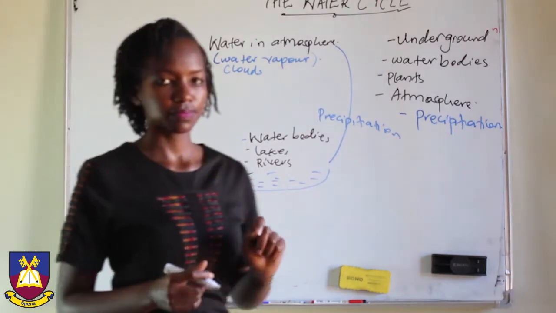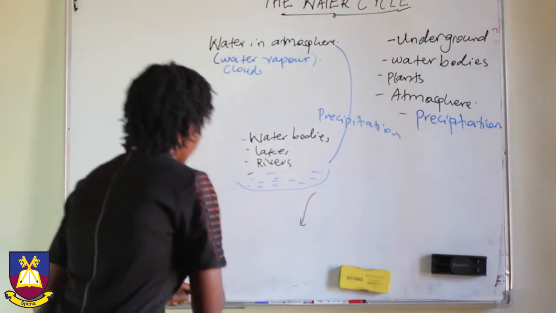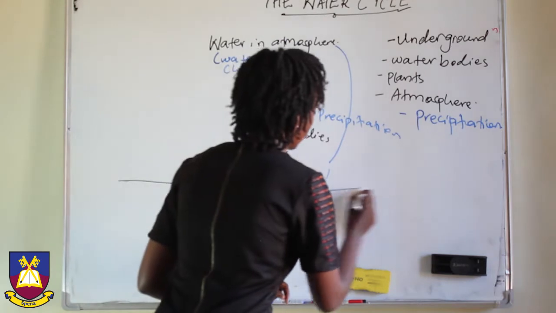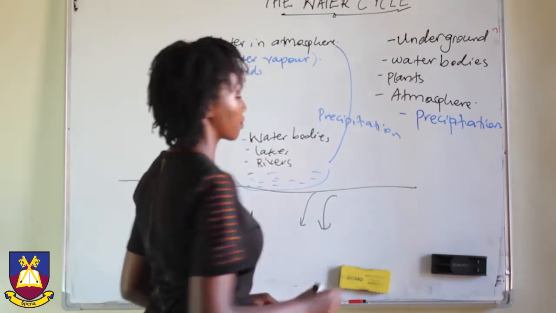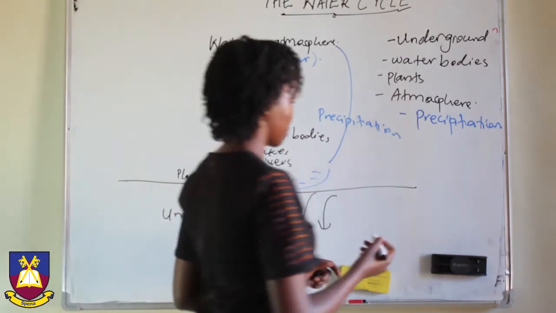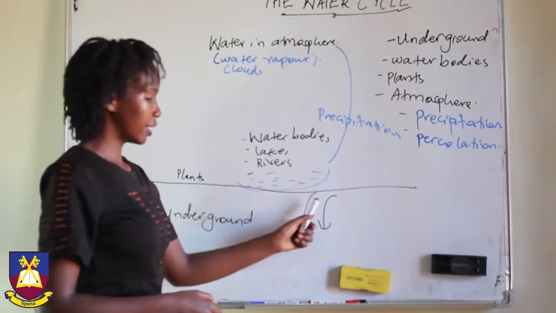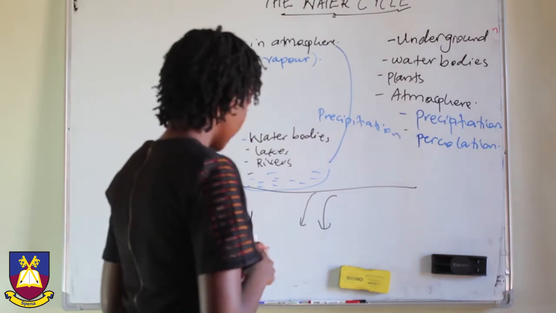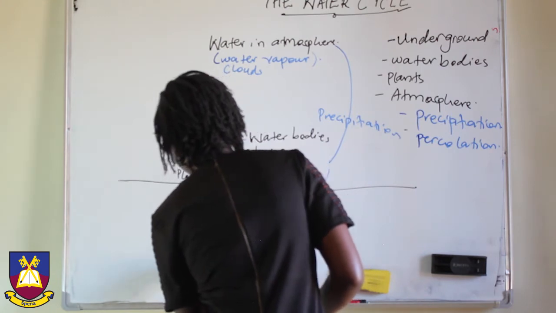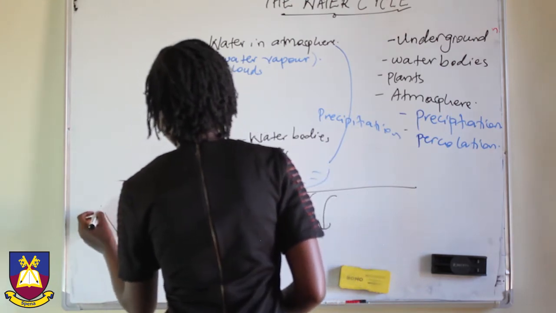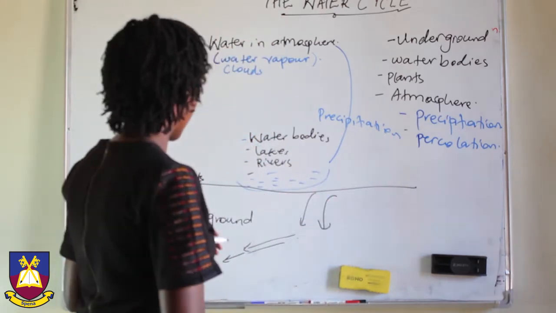Some of that water finds its way down to the underground. So let's say this is the surface, and here is underground. Some of the water finds its way through the underground, and that is what we refer to as percolation. This water percolates through to the underground, and then it rechannels until it finds maybe rivers that could join that water to the lake or to any other.